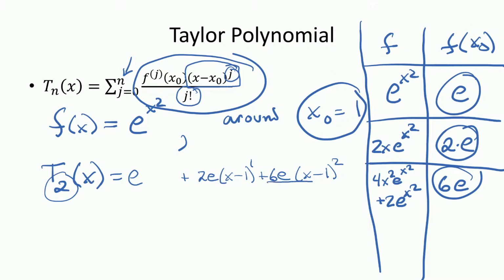Here I divide by 2. So that's the only one that I could put a 1 here. And I could even put a 1 there. 0 factorial is 1. If you don't believe me, use your calculator. And if your calculator says it's not 1, then it's wrong. So anyway, there it is. There's the second Taylor polynomial.